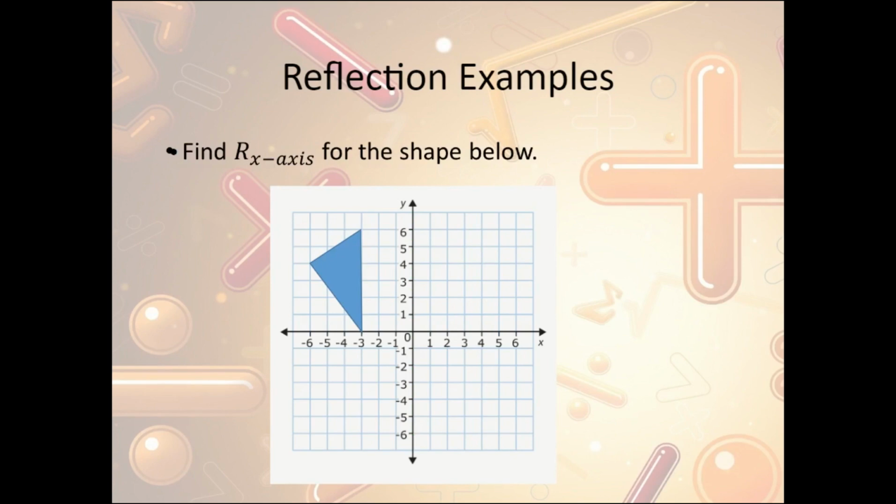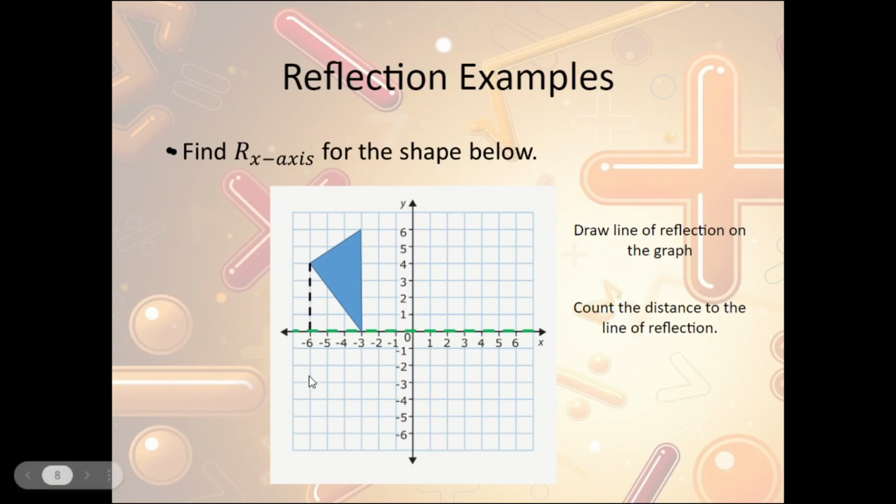Let's look at another example. Now we're reflecting over the x-axis. So here's our x-axis. So we draw it in. Then we count the distance. So here we are 1, 2, 3, 4 away. So we go 1, 2, 3, 4 away and copy that over here. Then we look at this one. This one is 0 away, so it's going to be 0 away on the other side. So we just leave the point there. Then this one is 1, 2, 3, 4, 5, 6 away. So we go 1, 2, 3, 4, 5, 6 away on this side and draw in our triangle.